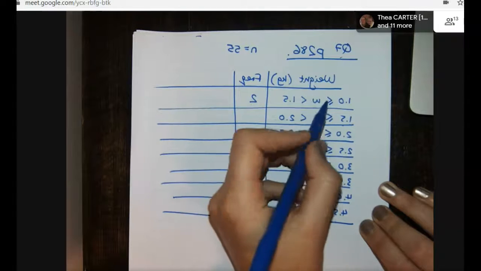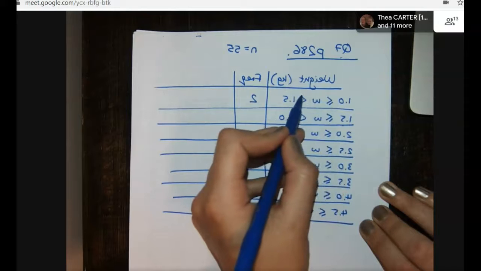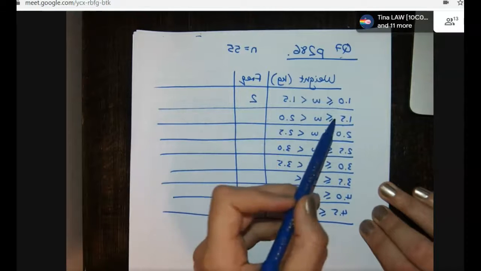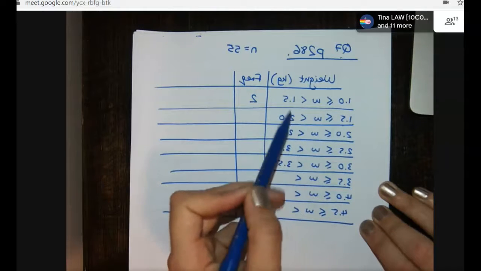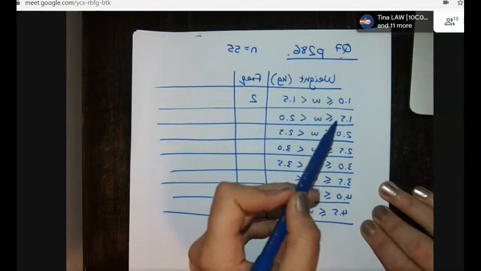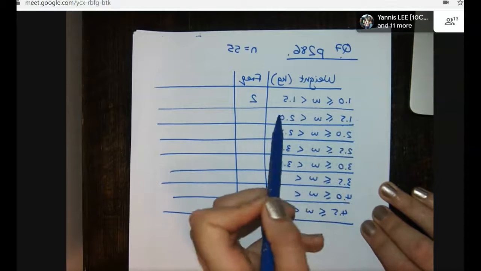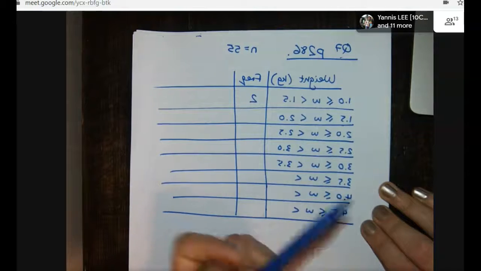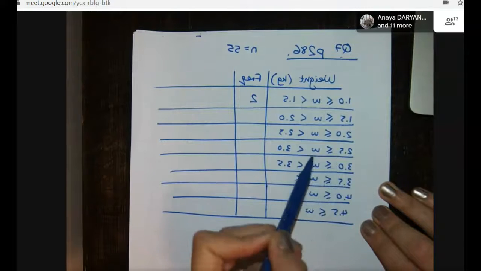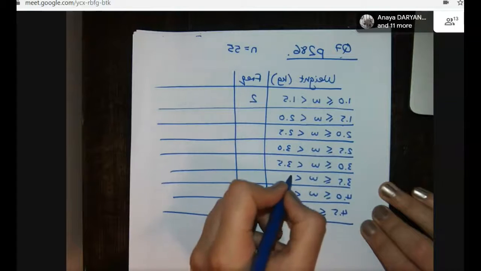You can see here, this one says less than or equal to, this one says less than, which means if I've got a baby that's exactly on the boundary, so a baby that's exactly 1.5, it would go here. If I had a baby that was exactly 3, it would go here. Okay, it goes into the class above.